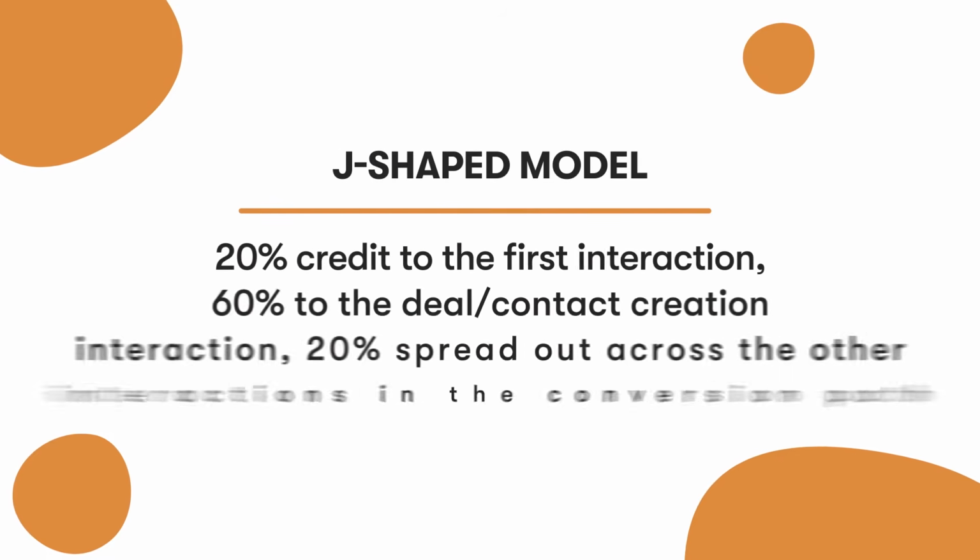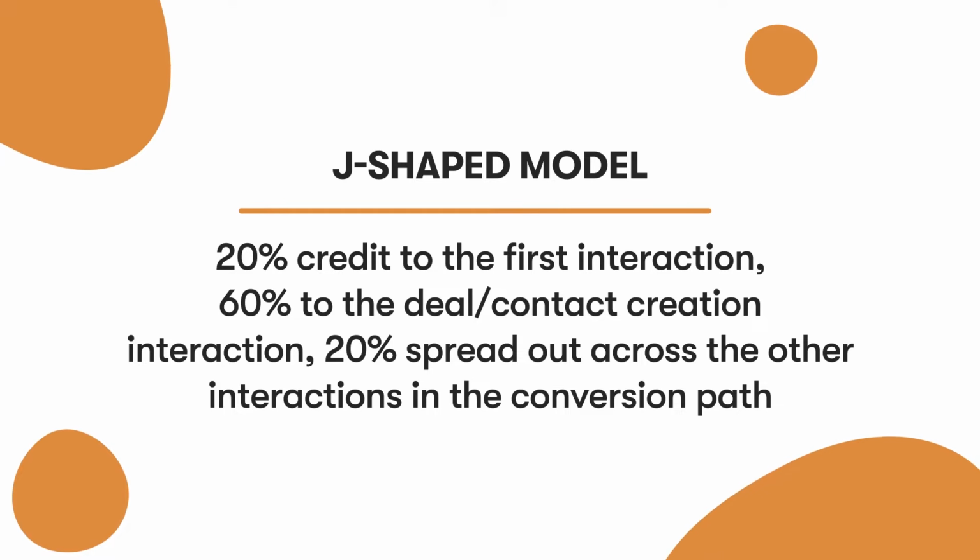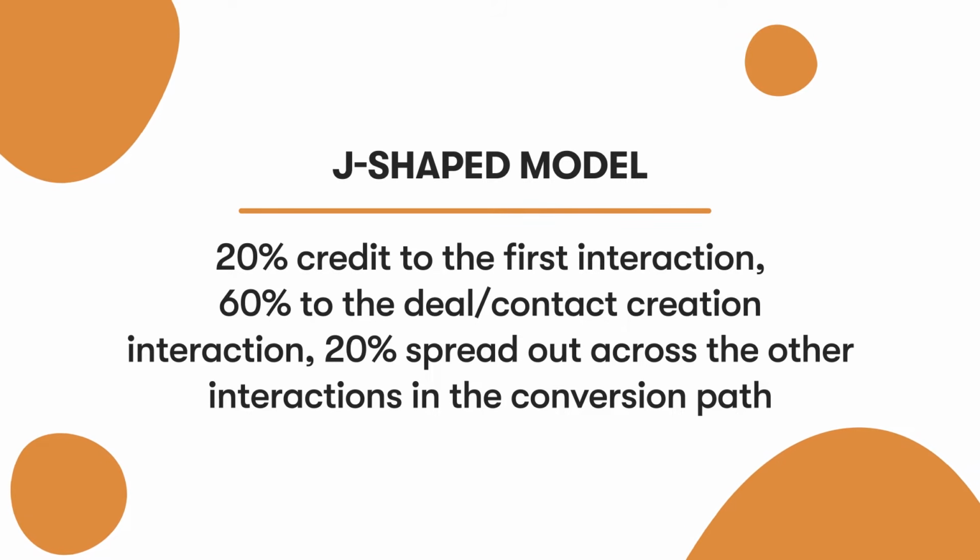So the next one I'll go through is J-shaped. If you think of literally the letter J, hopefully an indication of what the letter J is will be on the screen. With the J-shaped attribution model, 20% of the credit goes to the first interaction. So that's the little bit of the J. And then 60% of the attribution goes to the last touch, the last thing that happened before the deal was created or the contact was created. And then everything in between gets shared evenly.